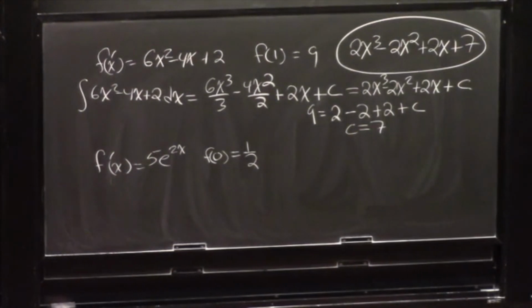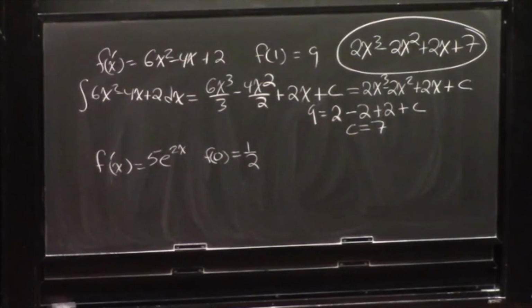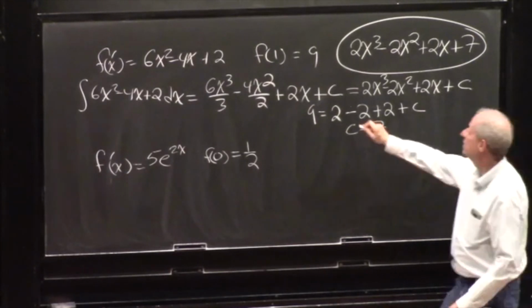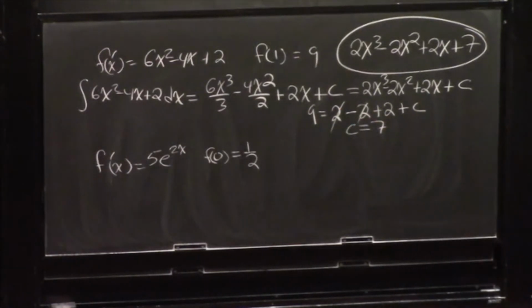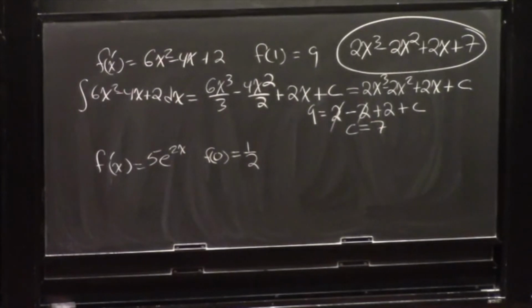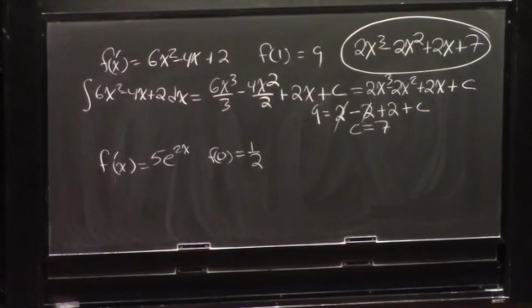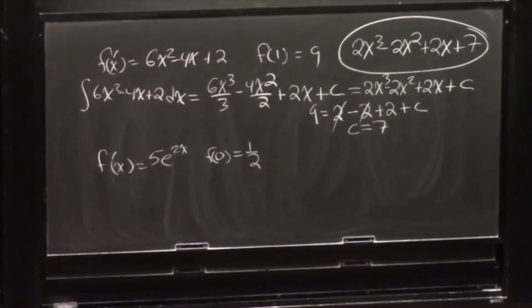Okay? Yes? Use minus the 9, right. Because 9 is 2 plus c, so c is 7. Yes? This is chapter 4.1.